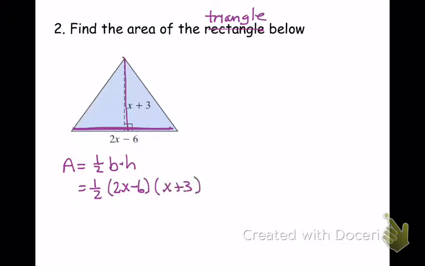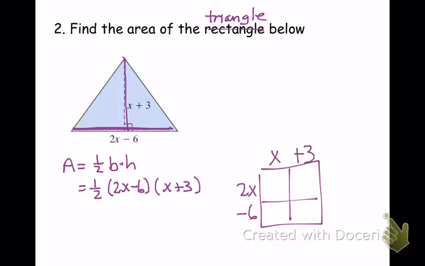So it's very similar to the previous one. We just have to divide our answer by 2. I'm going to put the little box here on the side just to have room. We have 2x minus 6 and x plus 3. We have 2x squared, 6x, negative 6x, and negative 18.